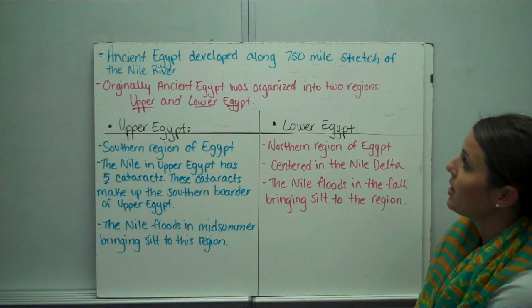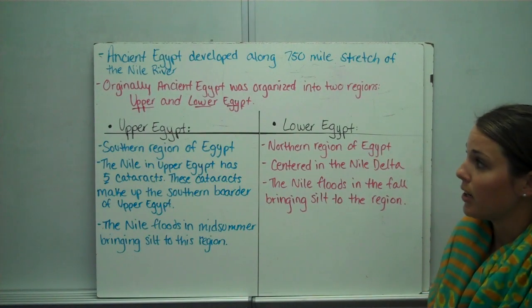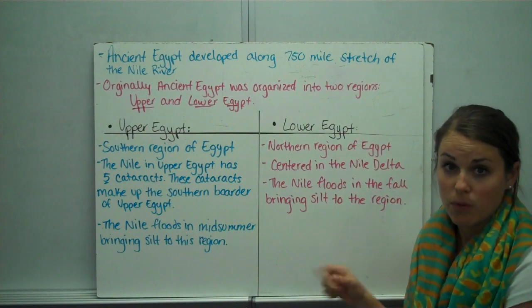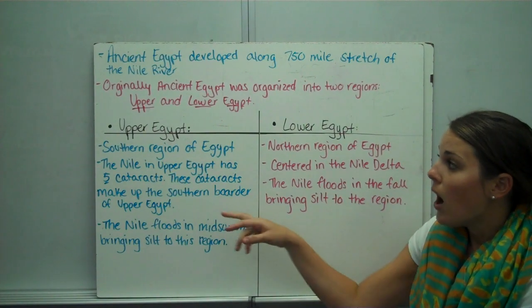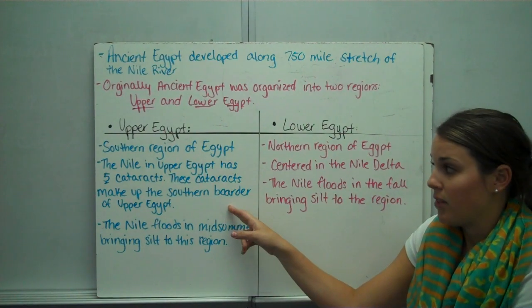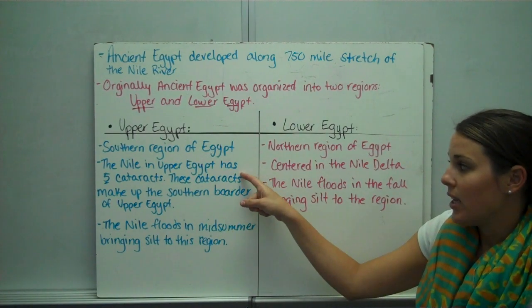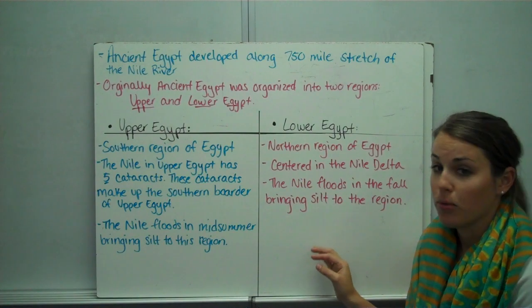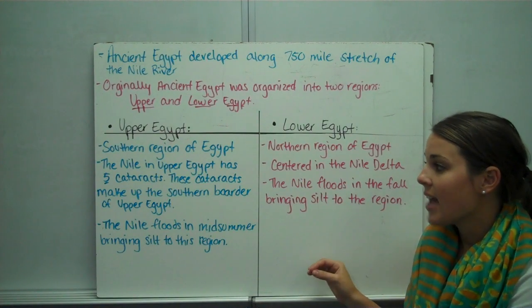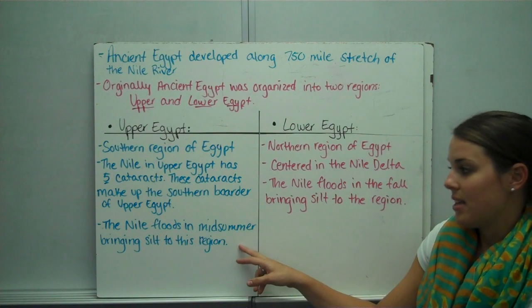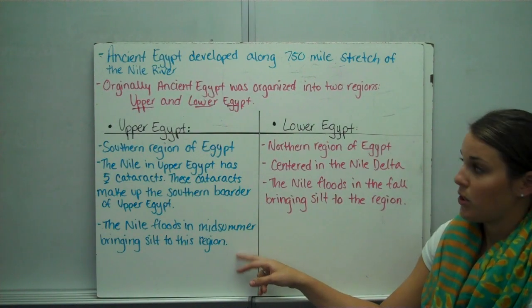Ancient Egypt developed along a 750-mile stretch of the Nile River. Originally, ancient Egypt was organized into two regions, Upper and Lower Egypt. We just saw them on the map. Upper Egypt is the southern region of Egypt, remember, because the Nile flows northward. The Nile in Upper Egypt has five cataracts. Remember, those cataracts are those rapids. These cataracts make up the southern border of Upper Egypt. The Nile floods in midsummer, bringing silt to this region.